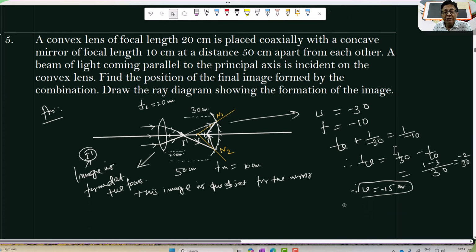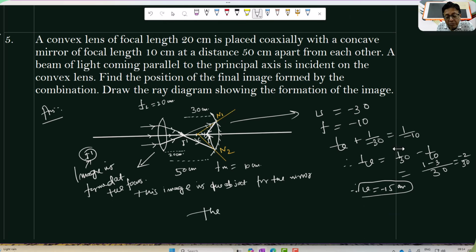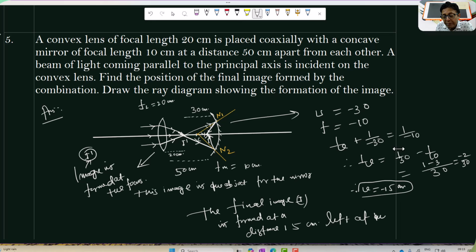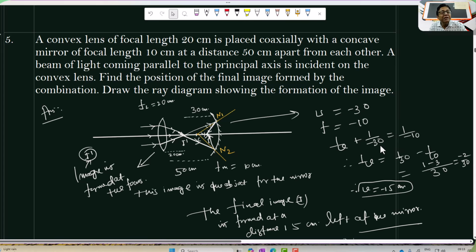The final image I is formed at a distance of 15 centimeter left of the mirror. It is 15 centimeter left of the mirror. And I think I have done the proper diagram for you. Okay.